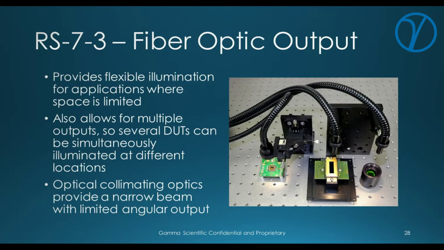We also offer an RS-7-3, which is a fiber optic configuration. So this couples our LED array into fiber optic probes. This is typically a customized solution for a specific customer application, so we can provide multiple outputs from 3 up to potentially 6 or even more, depending on how much power is required. And we've also done things like providing collimating optics at the output end of these, or other types of configurations with the fiber.